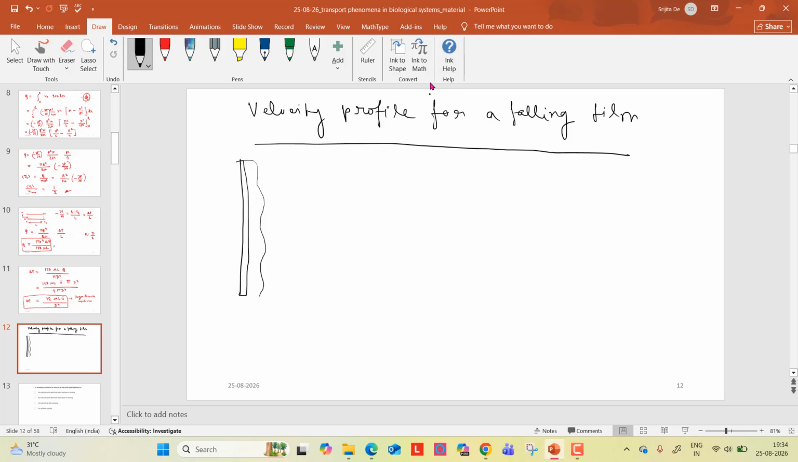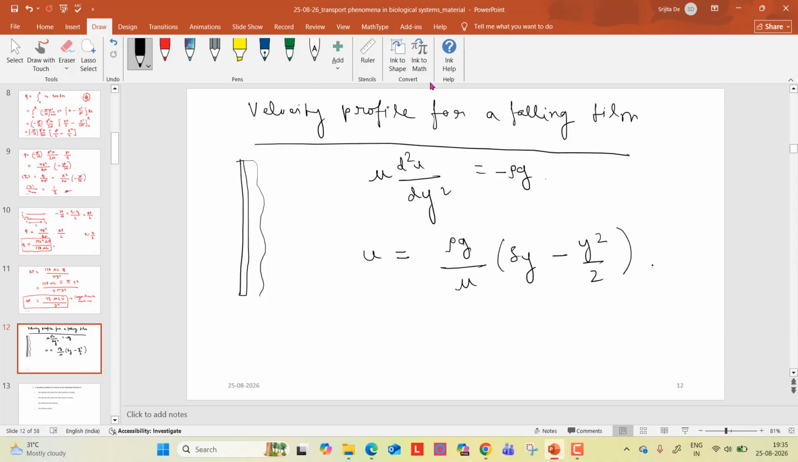Okay. So here the equation is coming. The equation you have to deal with is mu d2u by dy2 equals to minus rho g. Here you will be coming as rho g by mu into delta y minus y square by 2. Okay. So here the respective things you can calculate. Let's solve the equations. Then I'll come back.